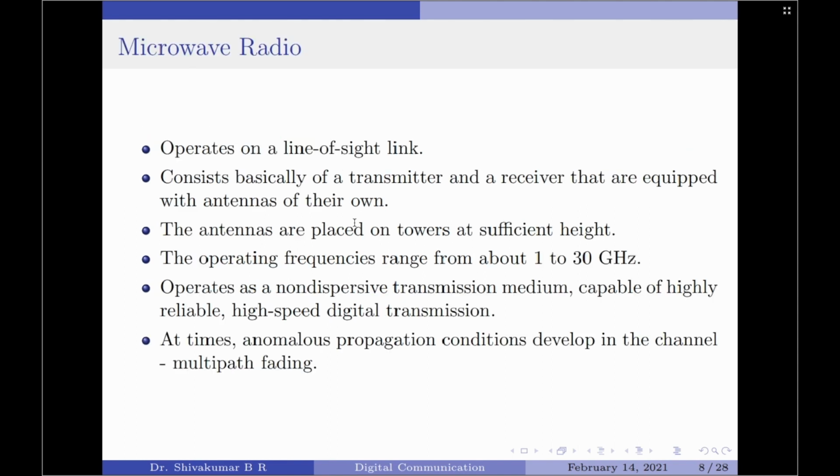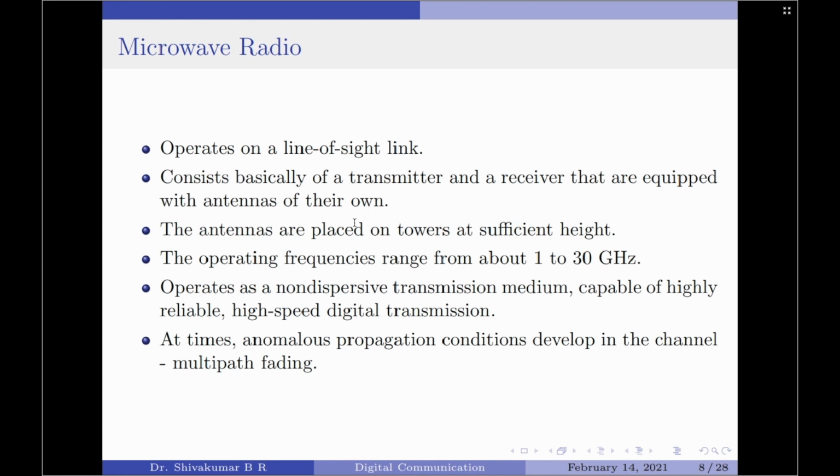Moving on to the next channel, which is the microwave radio. A microwave radio channel operates on a line of sight link. It consists basically of a transmitter and a receiver that are equipped with antennas of their own. The antennas are placed on towers at sufficient height to have the transmitter and receiver in line of sight of each other. The operating frequencies range from about 1 to 30 gigahertz.